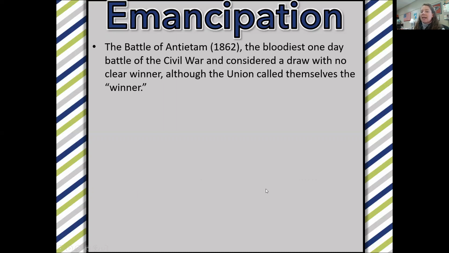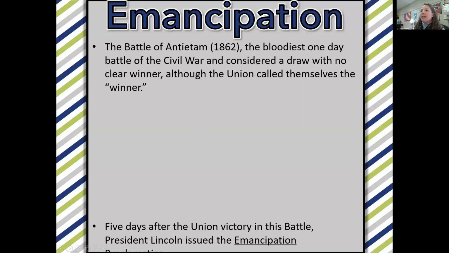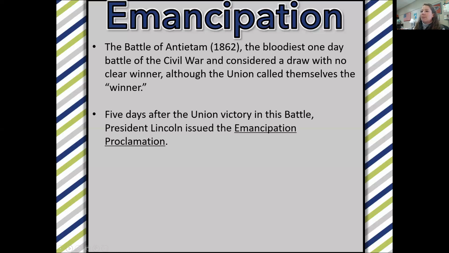So the bloodiest one-day battle of the Civil War was called the Battle of Antietam. Thousands and thousands of men lost their lives in this battle. It was actually considered a draw, which means a tie, but the Union is the ones that called themselves the winner. And it was at that time that Abraham Lincoln decided that he would issue his Emancipation Proclamation. The Emancipation Proclamation actually said, hey, Southern states, if you will surrender, you can keep your slaves. But if you don't surrender, I'm going to give freedom to your slaves, which of course they weren't part of the United States. So he really didn't have the authority to do that, but he said it anyway.